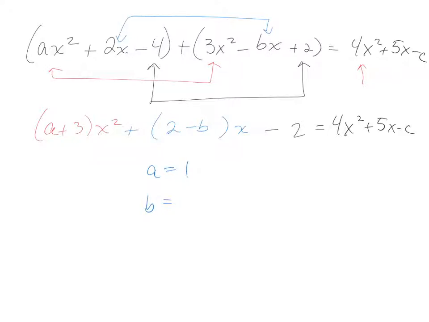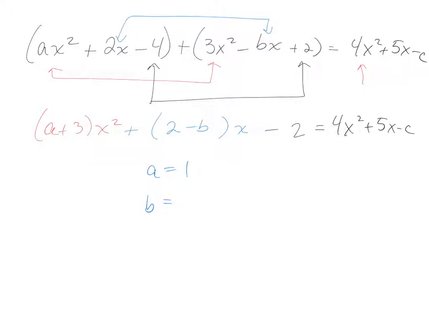Tristan, what's B? This one's a little tougher. B is... close, very close. It's not 7. Not negative 3. Oh, sorry. Yes, negative 3. Why was 7 close? What would you get if you plugged 7 in, Tristan? What's 2 minus 7? It's negative 5. You wanted positive 5. So 2 minus negative 3 gives you 5.